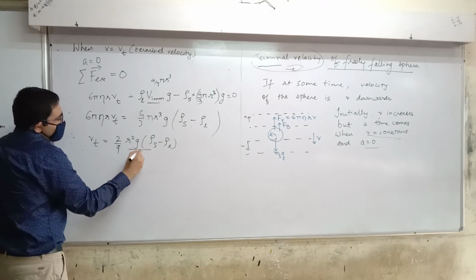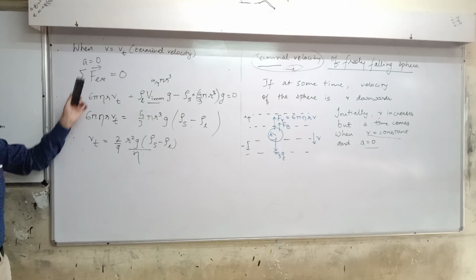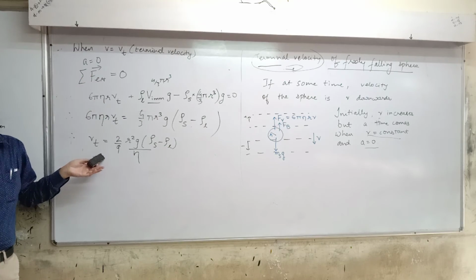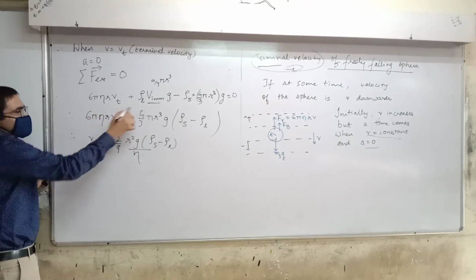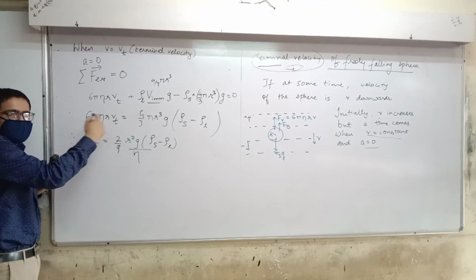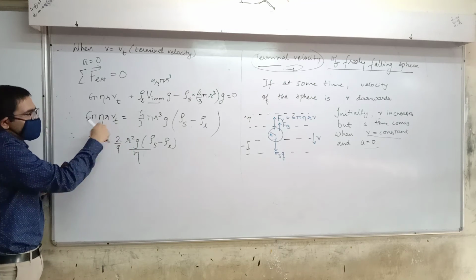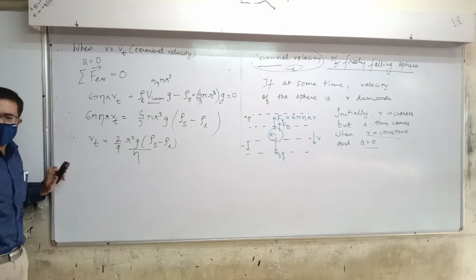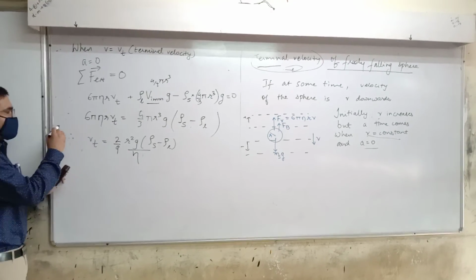But you can see the derivation is not that long. Pi is cancelled. 6, 4 you can cancel with 2. 3 into 3 becomes 9. One r is cancelled. The rest remains. Okay. Must remember it.